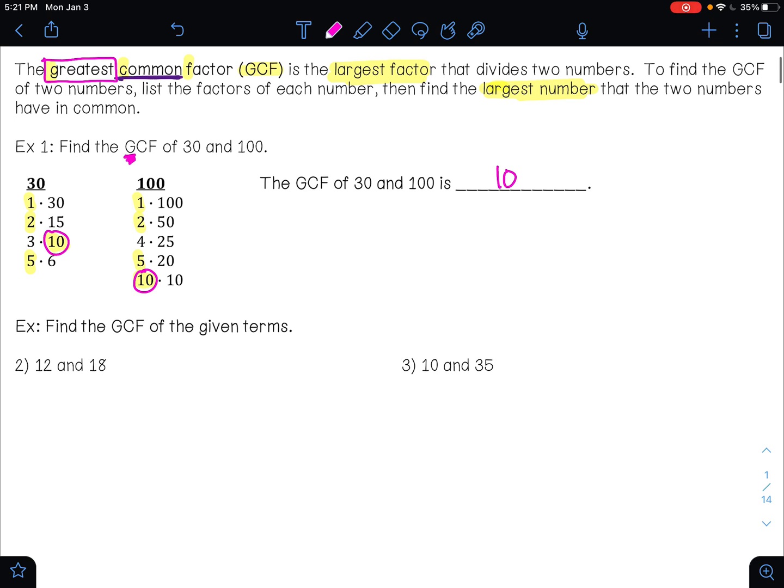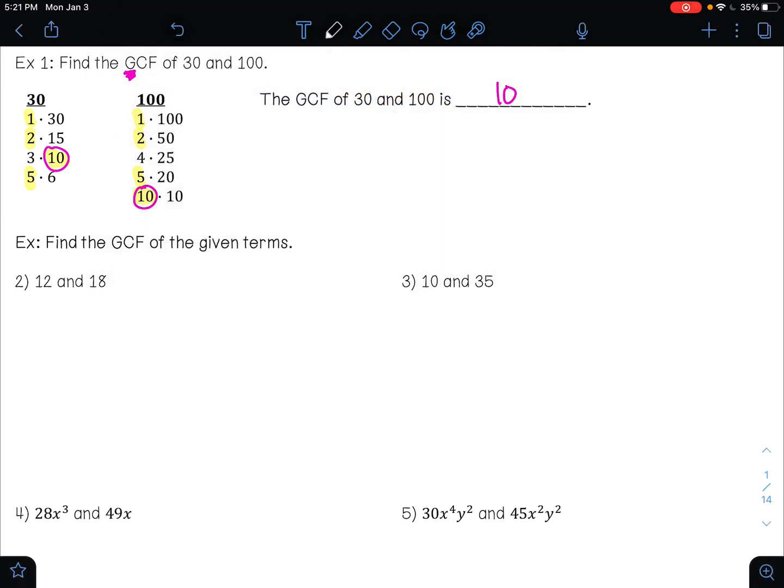In example 2, it says find the GCF of the given terms. Our numbers are 12 and 18. I'm going to begin by listing the factors of 12. The numbers that multiply to 12 are 1 times 12, 2 times 6, and 3 times 4. I'm going to do the same thing for the factors of 18: 1 times 18, 2 times 9, and 3 times 6. Looking at these numbers, the numbers they have in common are 1, 2, 3, and 6. Again, we want to know which of these is the greatest. Out of the common factors, which one is the largest? Our answer is 6. So here the GCF is 6.